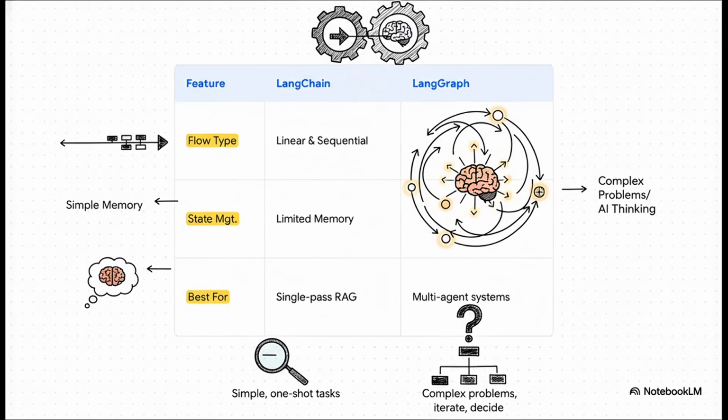But when you put them side by side, the difference becomes really clear. LangChain is like a straight road. LangGraph, on the other hand, is like a city grid with roundabouts. It can loop back, reevaluate things, and take a different path. LangChain has a pretty basic memory, while LangGraph can hold on to a rich, detailed state across many steps. So here's the bottom line. For a simple one-and-done task, LangChain is great. But for complex problems where you need the AI to think, iterate, and make decisions, LangGraph is where the magic happens.